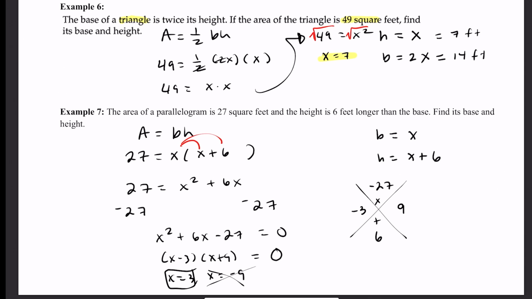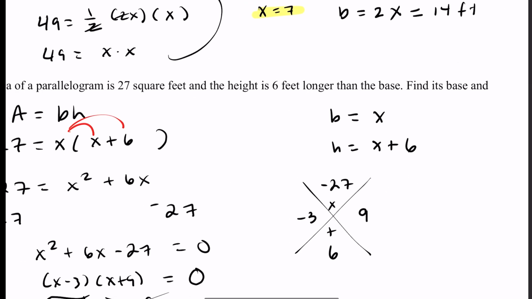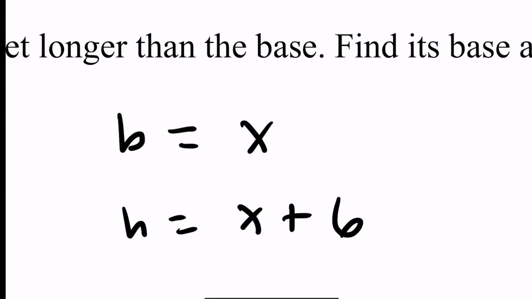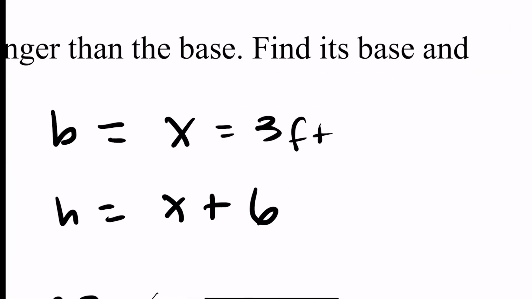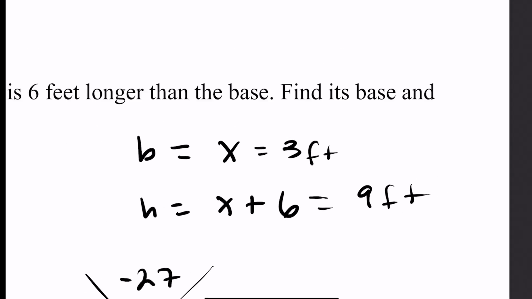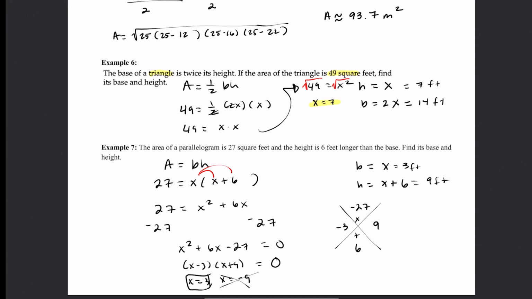So if x is equal to 3, am I done? What does it say? Good. So if the base is x, but we know that x is equal to 3, the base is 3 what? 3 feet, just feet. And then the height is x plus 6, therefore it's 9 feet. Any questions so far? Okay, great. That was wonderful.